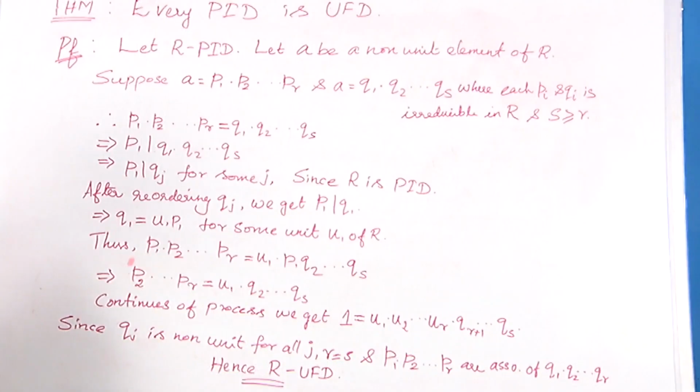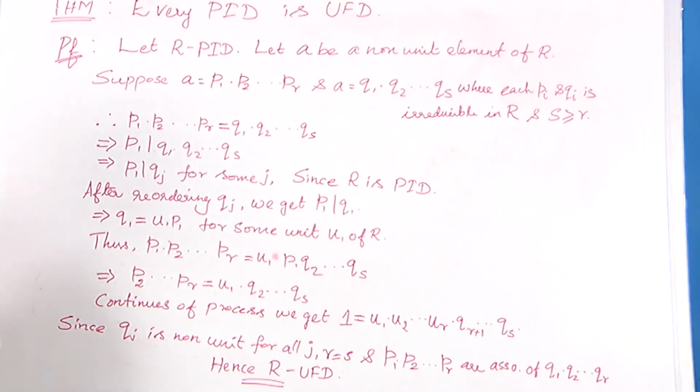So every time there is a P1 here, so they get cancelled. The next time there will be a U2 P2 on the right hand side, and that again P2 will get cancelled. So you can continue this process again and again, and finally on the left hand side all the elements are getting reduced and you are left with only 1.